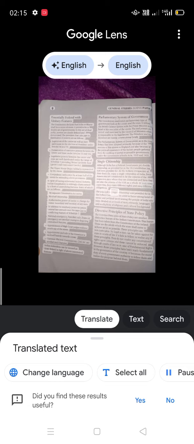The principle of single citizenship was provided for in the Indian Constitution in order to foster a strong bond of social and political unity among the people of India, who were divided on account of race, ethnicity, languages and multiplicity of religious and cultural background. Directive principles of state policy.